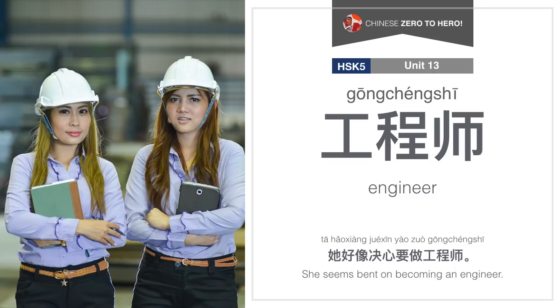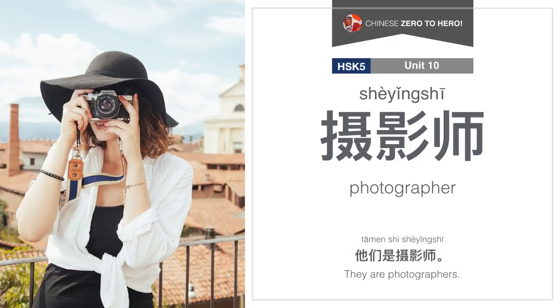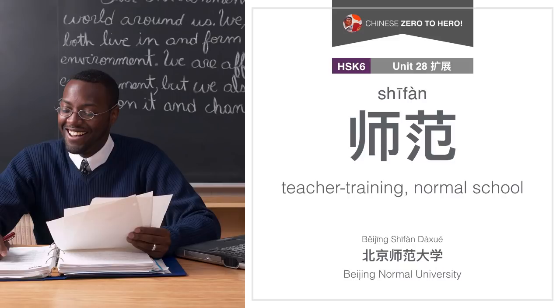In HSK 5, Unit 13, we learn 工程师, meaning engineer. 她好像决心要做工程师. She seems bent on becoming an engineer. In HSK 5, Unit 10, we learn 摄影师, meaning photographer. 他们是摄影师, they are photographers. In HSK 6, Unit 28, 扩展, we learn the word 师范. 师范 means teacher training, or a normal school. For example, 北京师范大学 is the Beijing Normal University. So if someone wants to be a teacher, he or she can go to a 师范学校 or 师范大学.